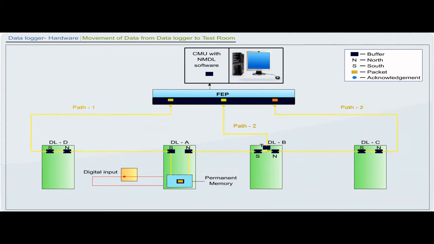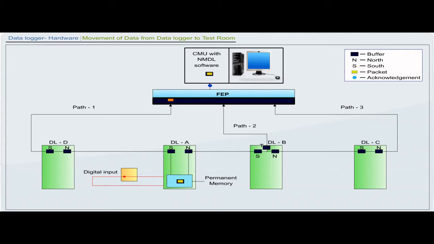Actually, all 3 copies of packet 1 travel in 3 directions simultaneously. Now, 3 copies of the same packet 1 are available in FEP memory. FEP removes 2 duplicate copies of packet 1 if all 3 are within a group of 100 sequential packets. Packet 1 is taken by CMU, that is Central Monitoring Unit, with the help of NMDL software.